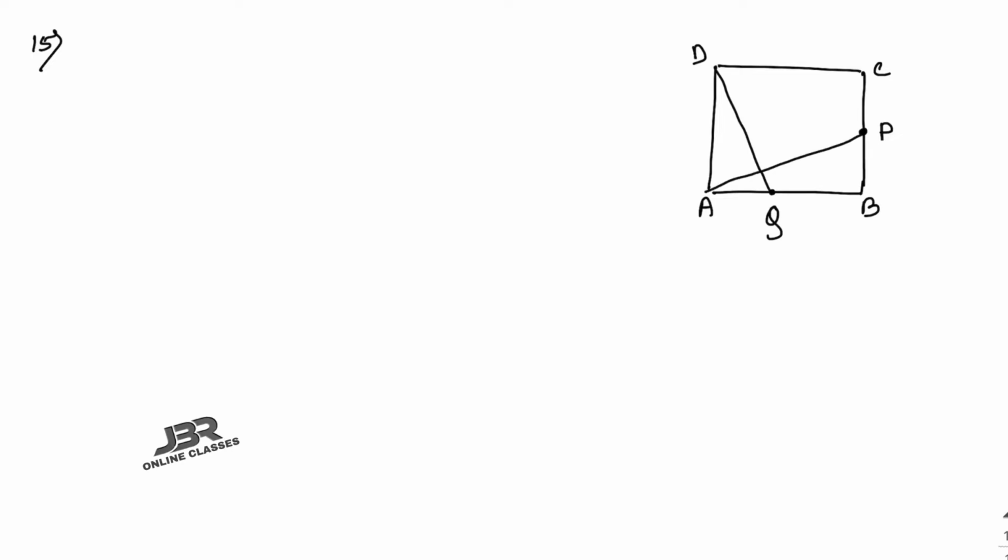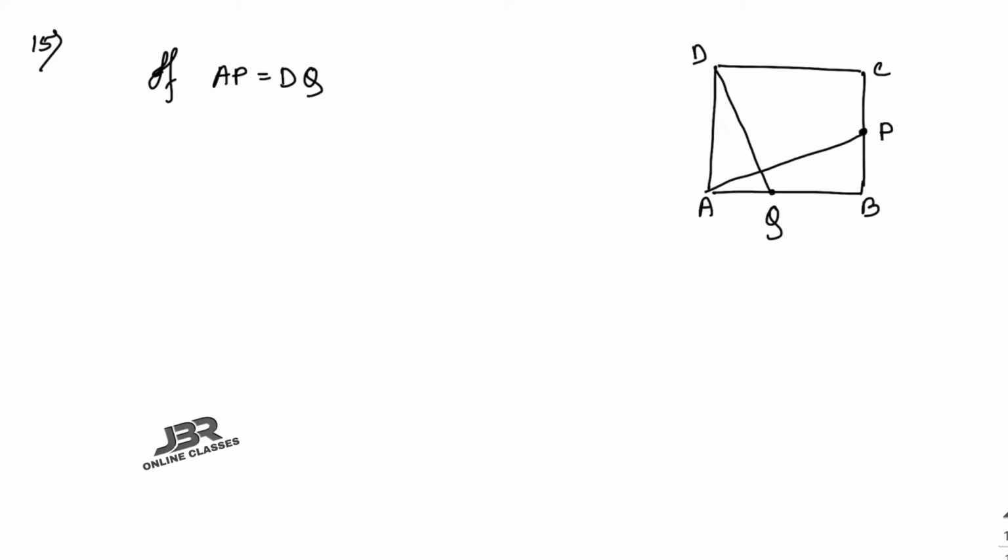So first you have to draw a square and name it ABCD. A, B, C, D. So here the point P on BC and here the point Q on AB. Join DQ and AP. Prove that if AP is equal to DQ, then AP and DQ are perpendicular to each other.